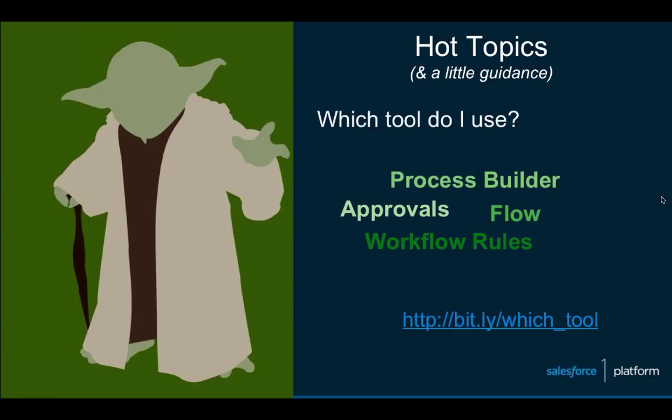Approvals. So approvals is a little more clear, right? We can use that for routing things like time off requests and deal discounts or any other records that need a sort of management approval.